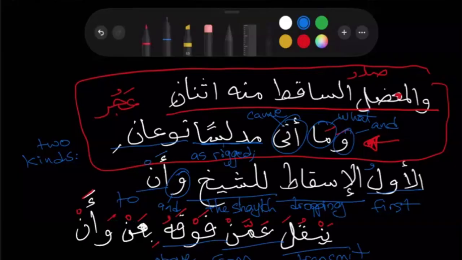Wa alaikum assalam wa rahmatullahi wa barakatuh. May Allah answer the dua of the one who answers this question.